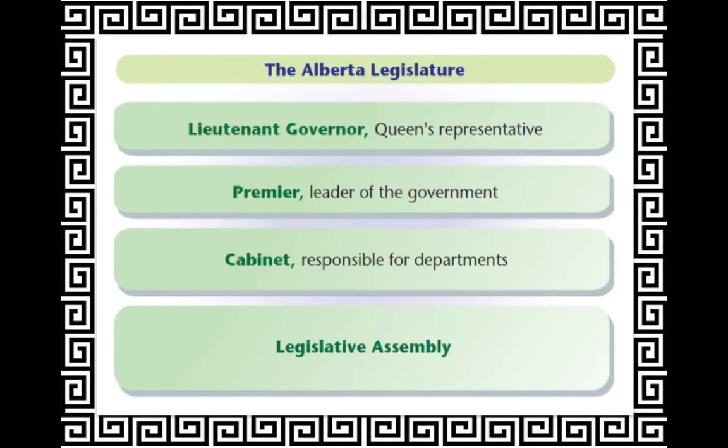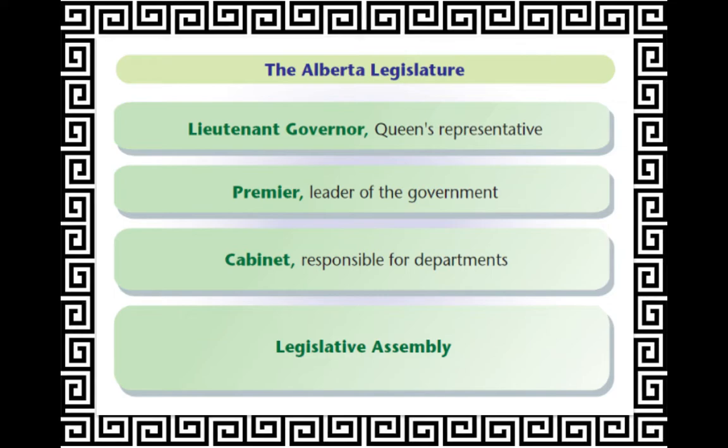Now let's look at the Alberta legislature. And at the front, we all know we have our Queen's representative, who is the Lieutenant Governor, who is chosen by, I hope you're saying this out loud, chosen by, obviously, the Governor General, right? The Governor General is the head of the federal level of representation. They represent the Queen, and they choose our Lieutenant Governor, who is our representative here in Alberta.